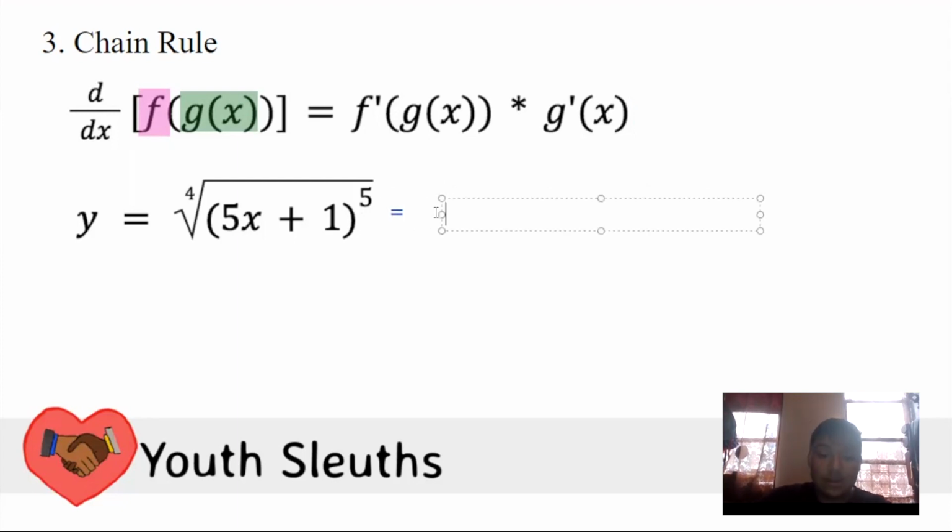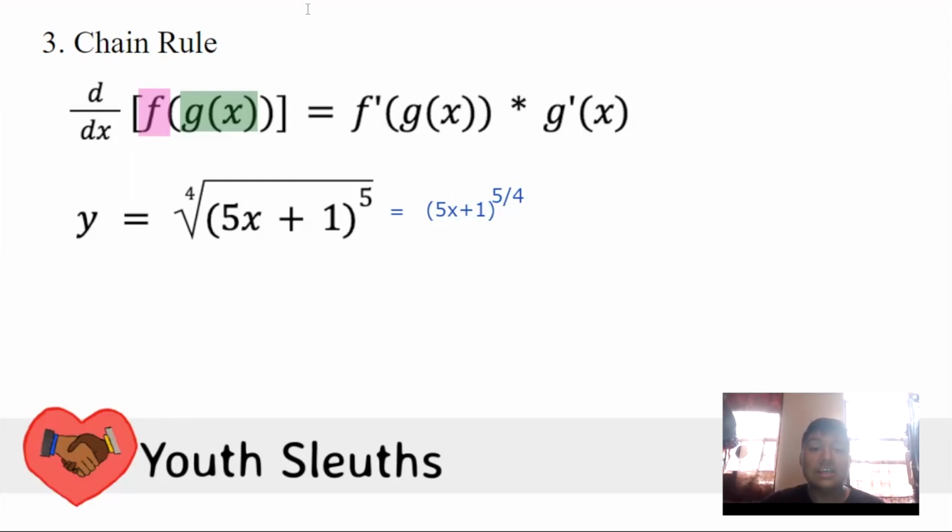So we have 5x plus 1, and that's to the power of 5/4. Now, before we derive, we must first identify which is the innermost function. The innermost function is g of x since it's inside. If we see inside the parentheses, the innermost one that we have is 5x plus 1. So then what's f? The f is the function to the power of 5/4. So we'll begin deriving so that you can see the process.